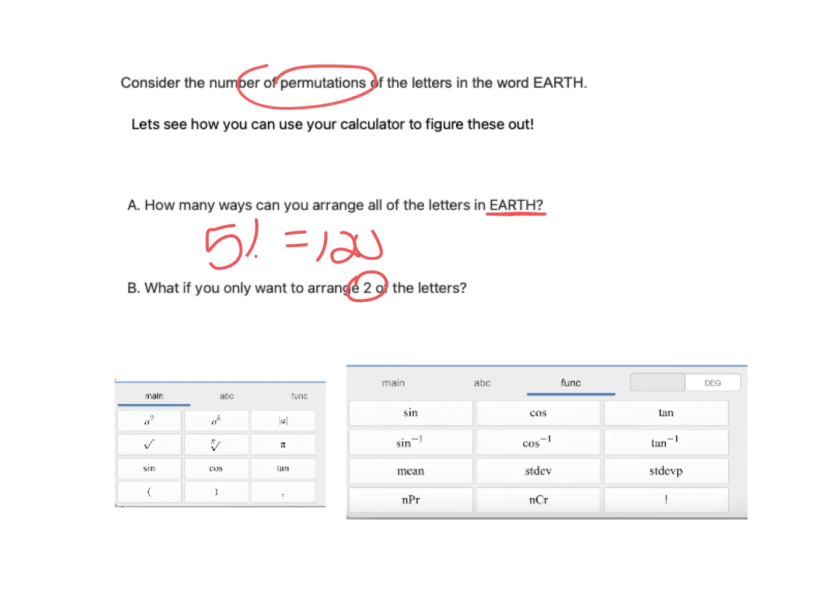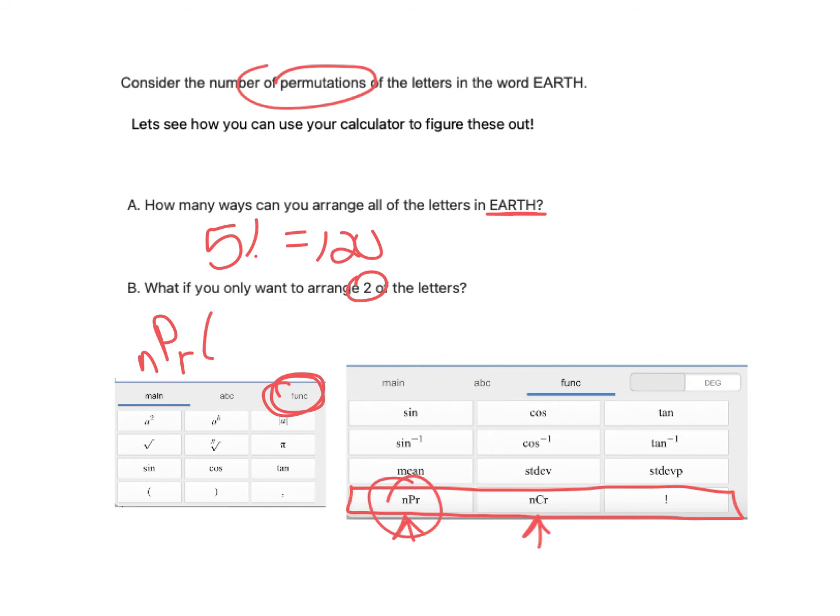So again, if you look at your main screen and you go to the functions, it brings up this screen, and right here across the bottom, that factorial button is there, but there's also this NPR and NCR. Those are 2 functions that we're going to use on our calculator today. The NPR stands for permutation. So if I have 5 letters and I only want to arrange 2 of them, only 2 of them matter, I'd hit that NPR button right here, and it'll come up on your Desmos calculator like this, NPR, and there'll be a parentheses.